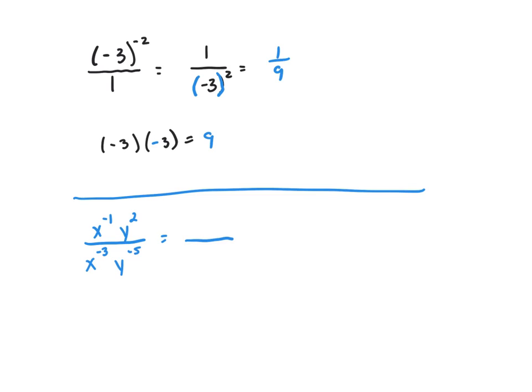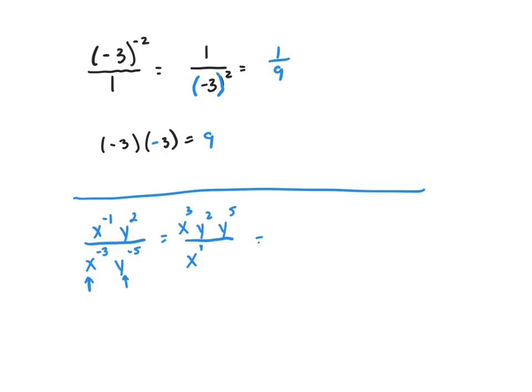So I've got x to the -1. I'm going to move that to the denominator. It becomes positive. I'm going to leave the y squared where it is since it has a positive exponent. Now here, I'm going to move that to the numerator because it's in the denominator. So I'm going to move it up. It becomes +3. And this y to the -5, I'm also going to move it.